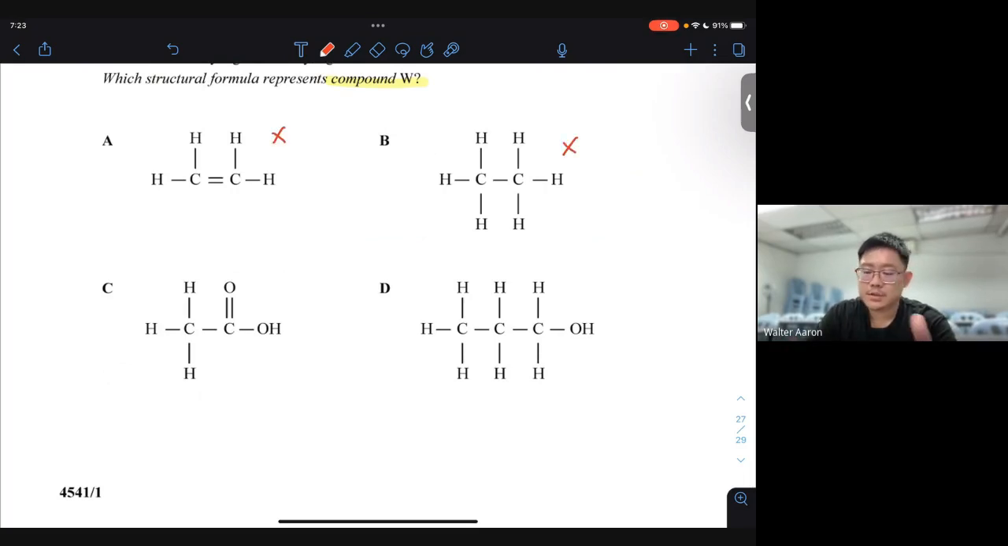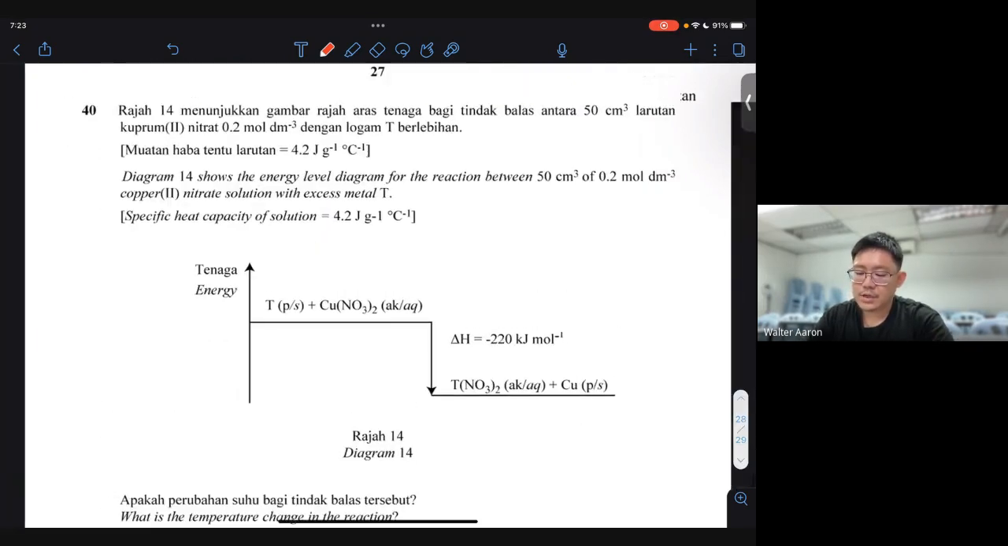It's not this one because it's an alkane. It's not this one also because it's a carboxylic acid. But D is the answer because it contains a hydroxyl group, which gives you a positive indication that it is actually an alcohol. All right, let's go to our last question, number 40.